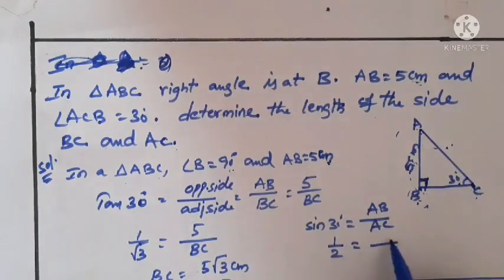1 by 2. And BC equals how much? 5. AC you have to find out. So write as usual AC here, and then cross multiplication. AC is equal to 5 into 2, that is 10 centimeters. Then you find AC equals 10 centimeters.